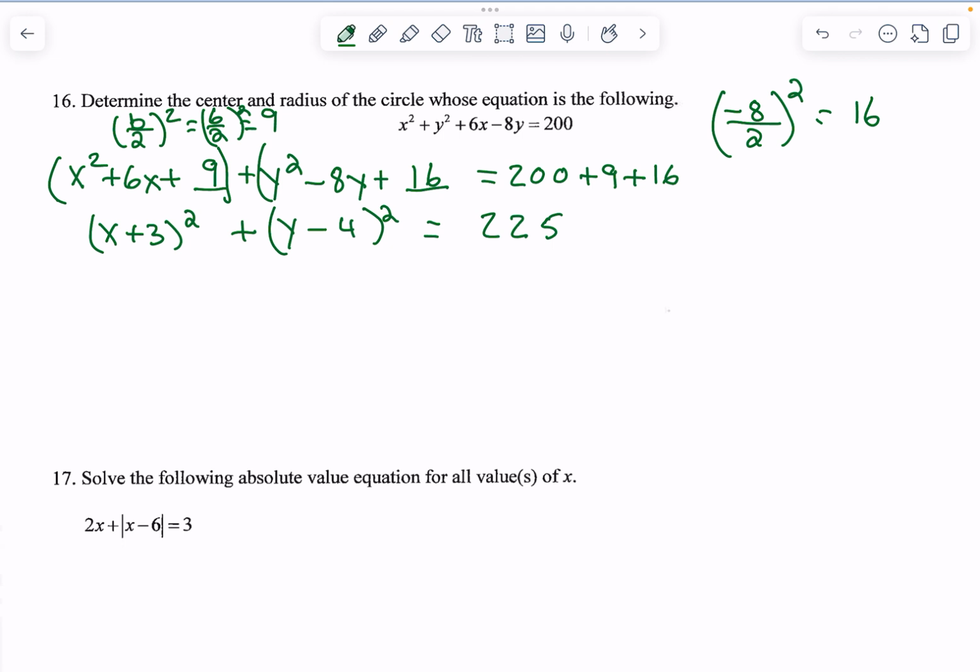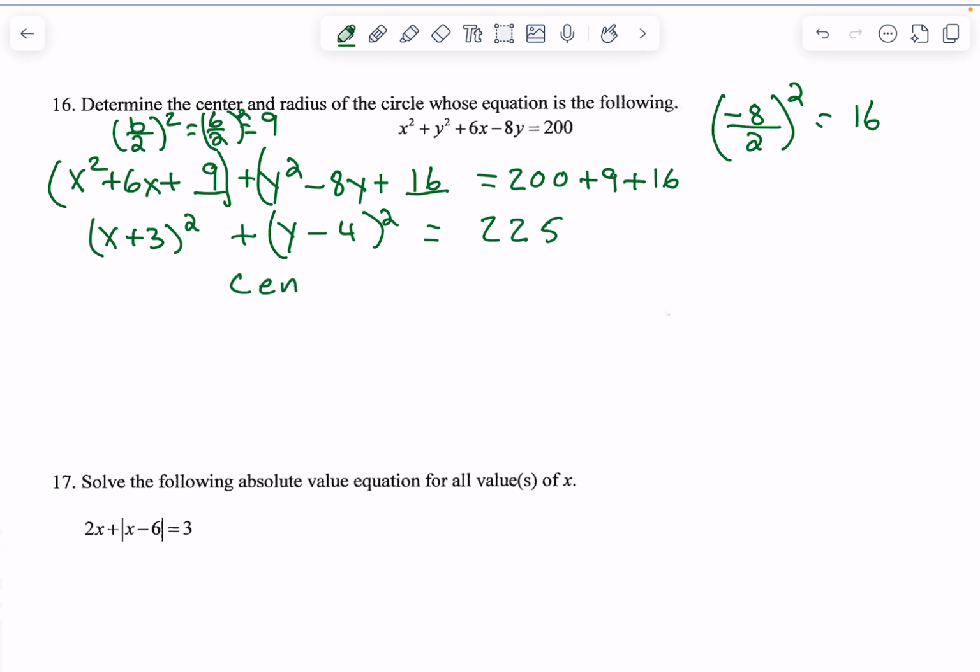We just have the equation, and now we're going to state the center, and that's negative 3 comma 4. Okay, and r squared is equal to 225. So the radius, we're going to take the square root of 225, which is equal to 15.